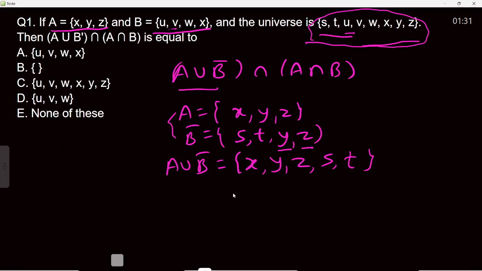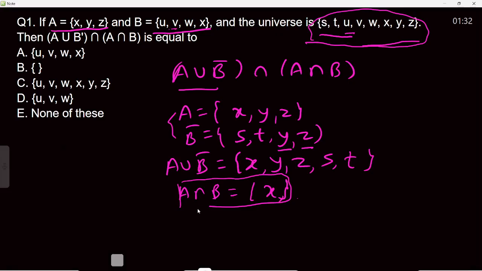Now what we have to find is A intersection B. What does this mean? The common elements present in set A and set B. So which are these elements? X is there. Okay, then Y is not present, only X is present. So for A intersection B, only X we have got.